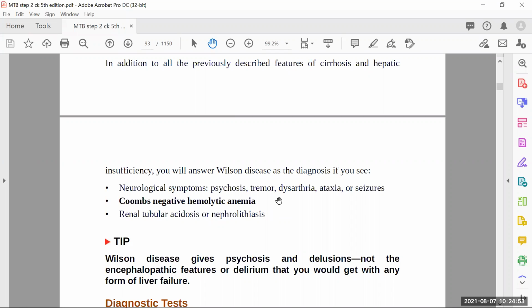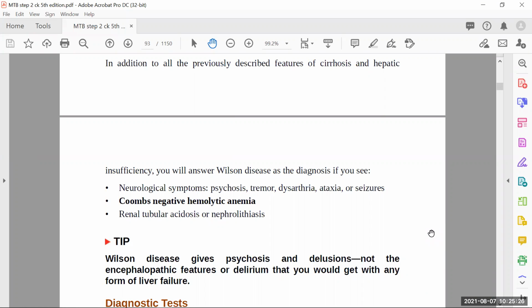Similarly, we may find some hemolytic anemia. If copper accumulates in the blood, it can cause hemolytic anemia. The blood cells are going to lyse because of the copper deposition, because that's not normal in the blood vessel, and the spleen is very sensitive to catching these abnormal things in the blood. Or we may find renal tubular acidosis or nephrolithiasis. If copper accumulates in the liver, it can cause nephrolithiasis.